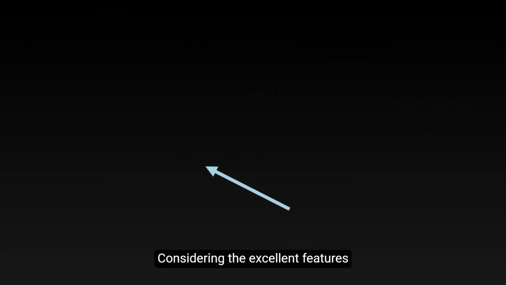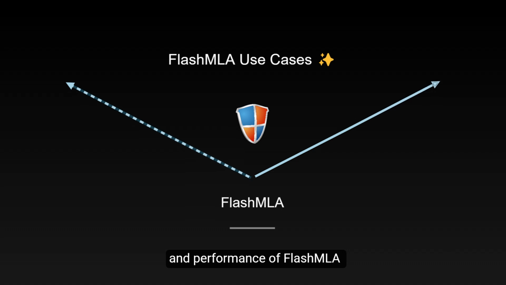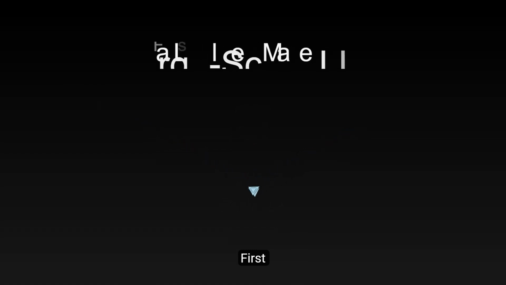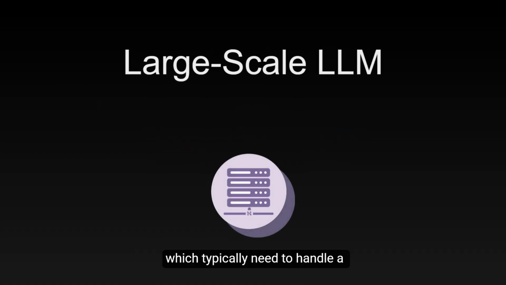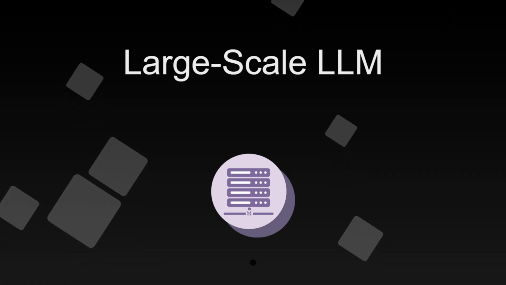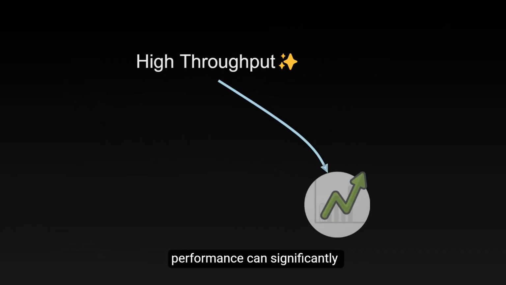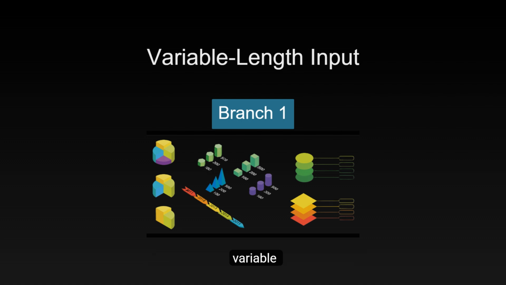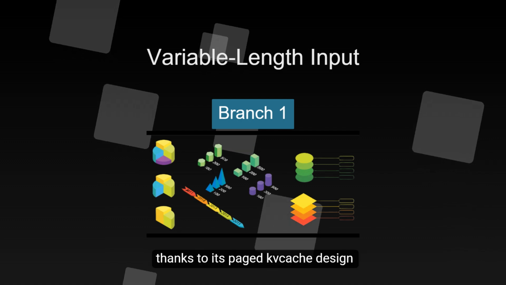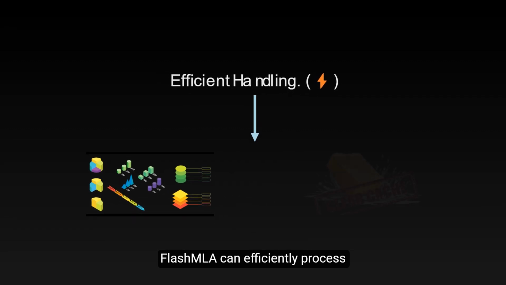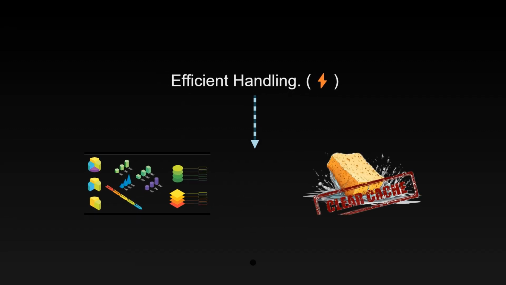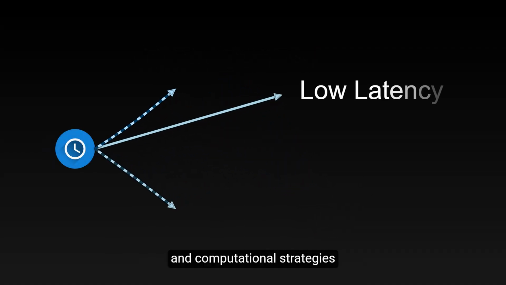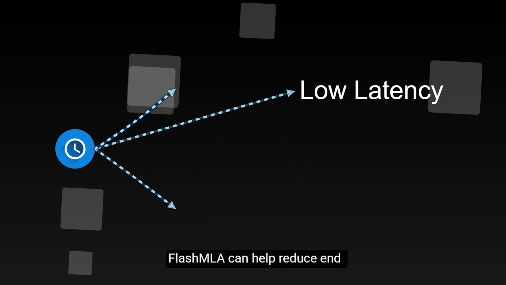Considering the excellent features and performance of FlashMLA, it is particularly suitable for the following types of application scenarios. First, large-scale language model inference services, which typically need to handle a large number of concurrent requests. FlashMLA's high bandwidth and computational performance can significantly improve service throughput. Second, real-time applications that need to handle variable length sequences. Thanks to its paged cache design, FlashMLA can efficiently process input sequences of different lengths. Finally, for latency-sensitive online services, through optimized memory access and computational strategies, FlashMLA can help reduce end-to-end latency.